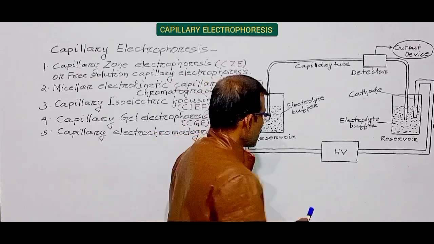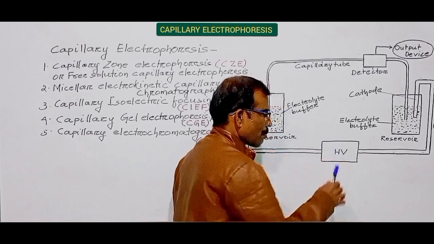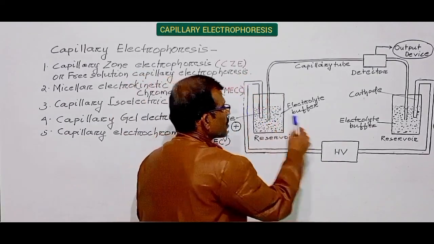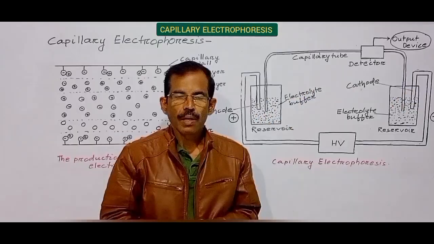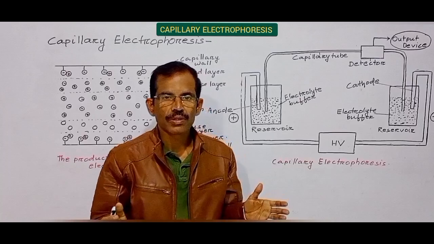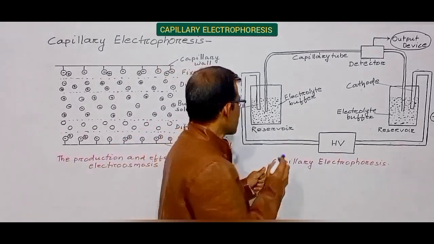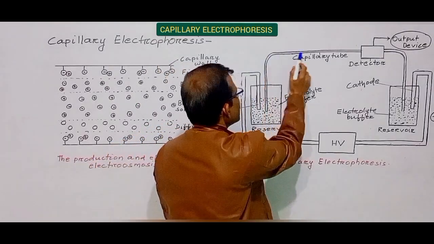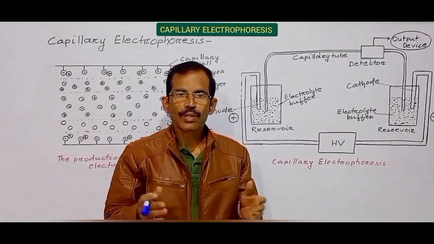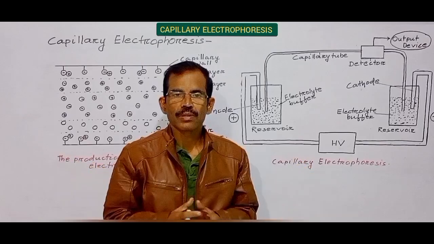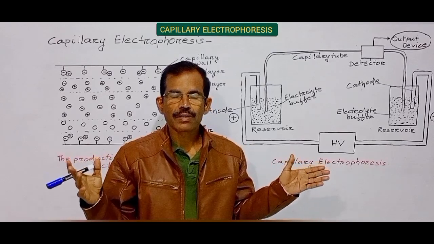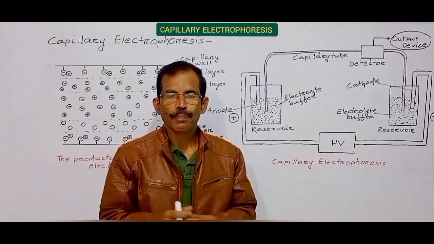Another component is a high voltage power supply. The fourth components are two electrode assemblies. The fifth component is a sample introduction system by which a very small amount of sample is injected into the buffer-filled capillary tube. There are two different methods of sample application. One is pressure injection and the other is high voltage injection.